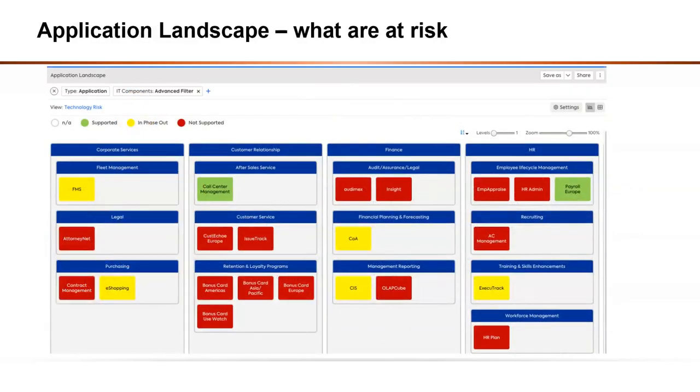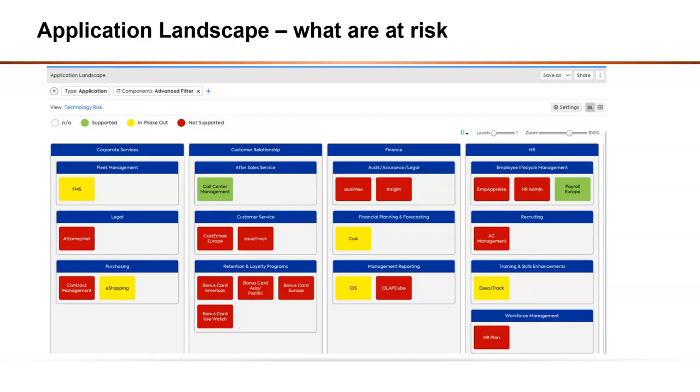So you're looking at a screen. What you're seeing is the blue bars, blue rectangles are capabilities. For example, if you look at the right side, HR is a capability for a business because they're able to manage the employees, hiring and retaining. So how do they do that? They have maybe a second level of capabilities called employee lifecycle management, recruiting, training and skills enhancements, workforce management.